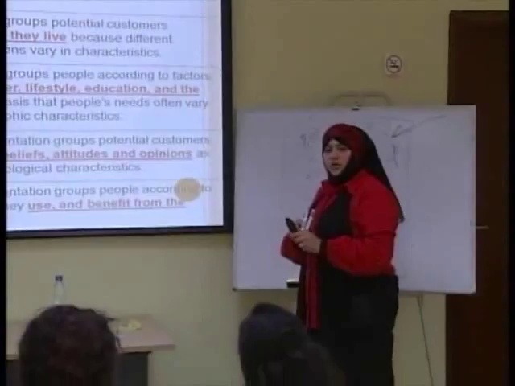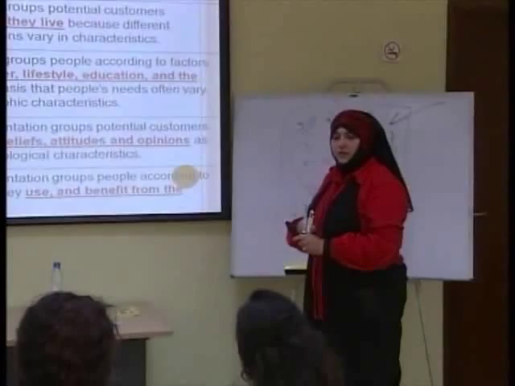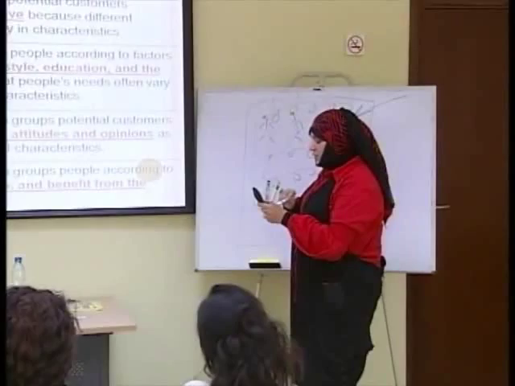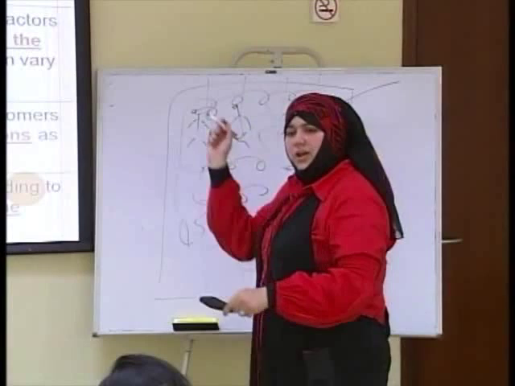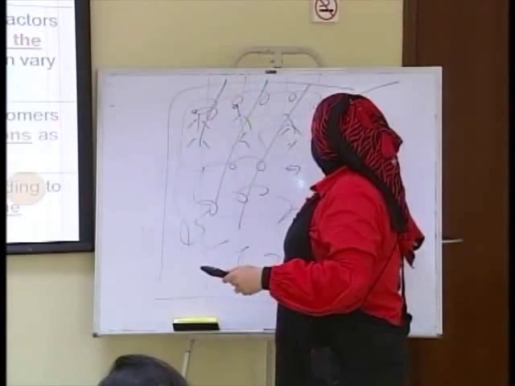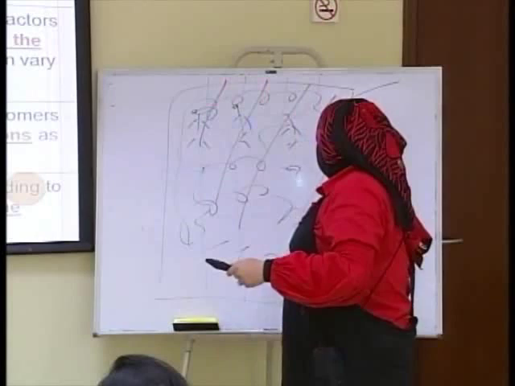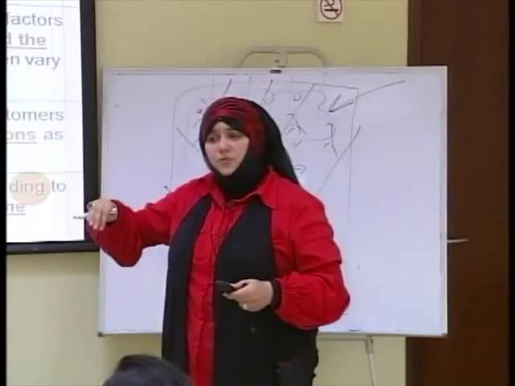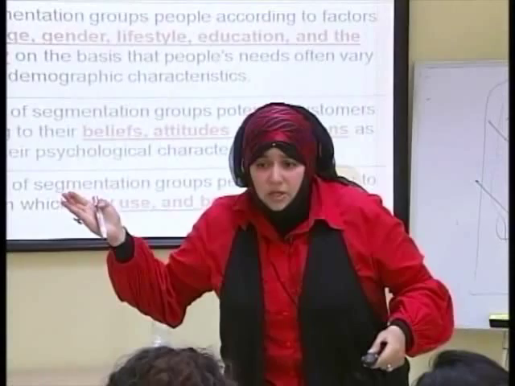So sometimes when you segment the market, you segment it based on geography. If we are talking about the whole world, we can divide the market into European countries, African countries, Australia, and America, right? So different segments based on geography. In the same country, here in Egypt, for example, we can segment the Egyptian market into Delta and Upper Egypt. Why do we do that?